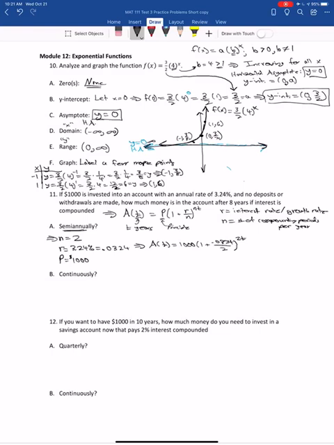Now, with that said, we have the model here in front of us. Let's go to finding how much money is in the account after 8 years. So they're giving us t.